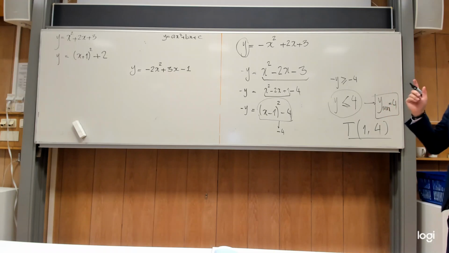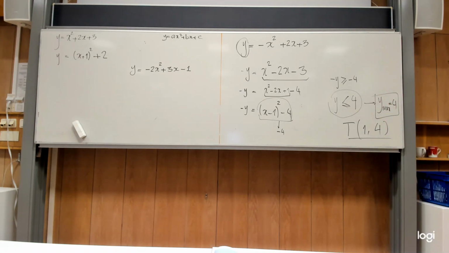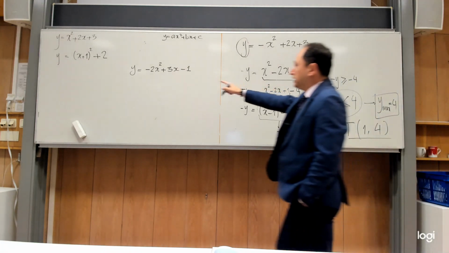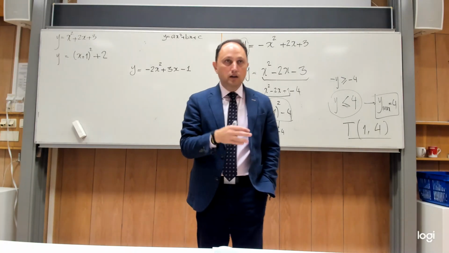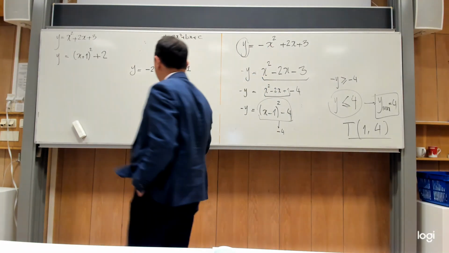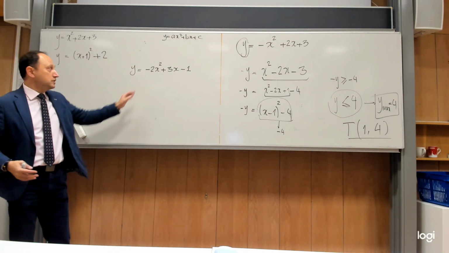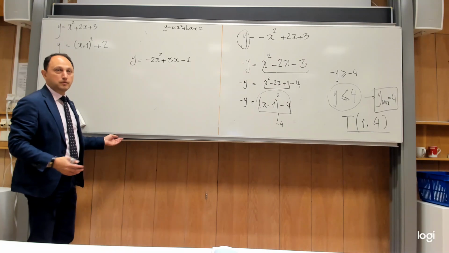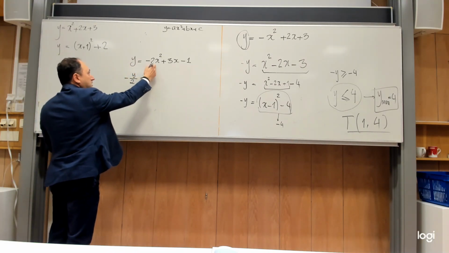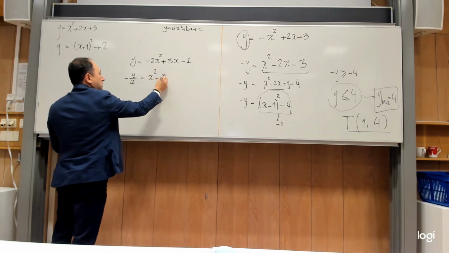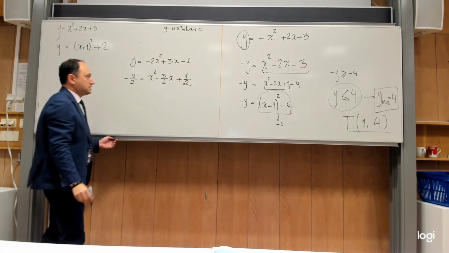So first of all, what is your guess for this? Is there a maximum or a minimum? There is a maximum, exactly, because this one is a negative one. You can follow your own way, but if you want to follow my advice, get rid of this coefficient. So how can I get rid of it? I divide by minus 2. When I divide by minus 2, it becomes minus y divided by 2. This becomes x squared minus 3 over 2x, and then plus 1 over 2. So you have to be just careful.